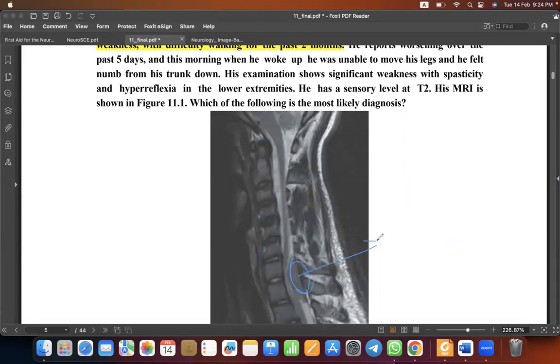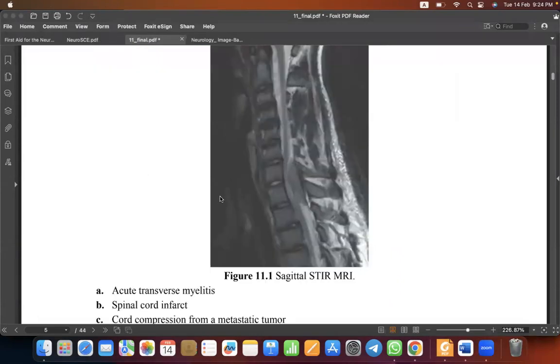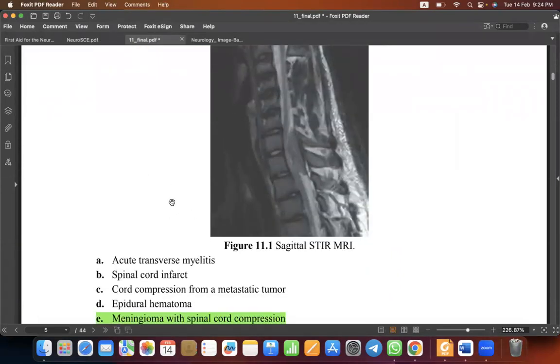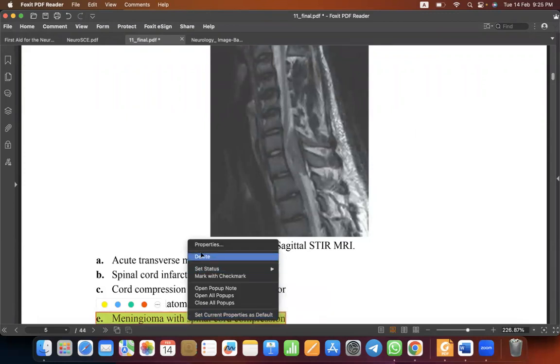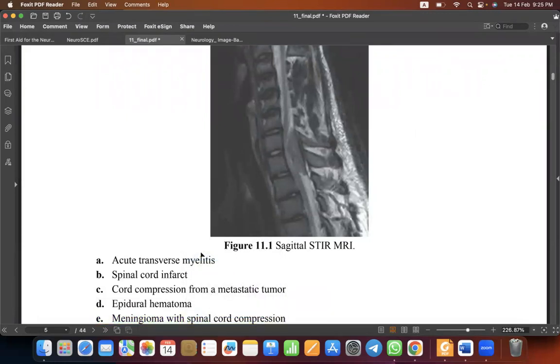Okay, so in the background of 2 months, it could be a possibility of having any SOL, right? So let's talk about the possibilities. First possibility is that it is a transverse myelitis, very much unlikely. Why? Because it's not acute. Cord infarction is absolutely acute. It's another less likely possibility. Cord compression from metastatic tumor could be a possibility. Epidural hematoma could be another possibility. Meningioma with spinal cord compression could be another possibility.